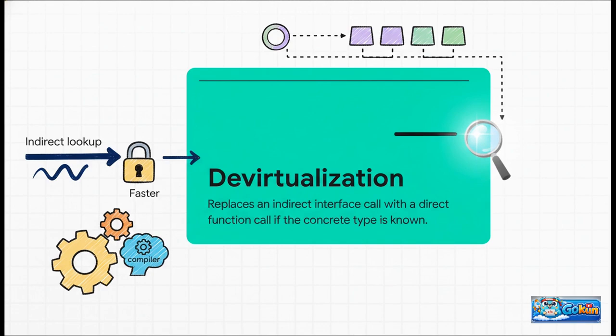Devirtualization is a really nice performance win. Normally, calling a method on an interface is a little slow because it has to look up which concrete method to call. But if the compiler can prove that inside a particular function, a specific interface variable always holds the same concrete type, it can just skip that lookup entirely and replace it with a direct, super fast function call.